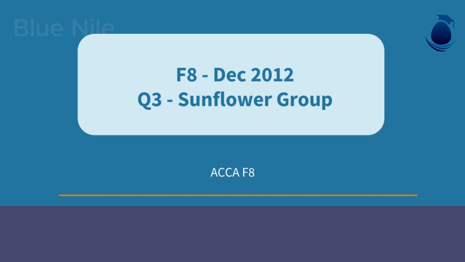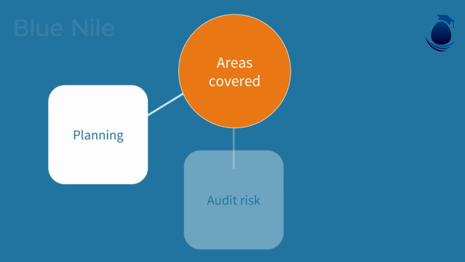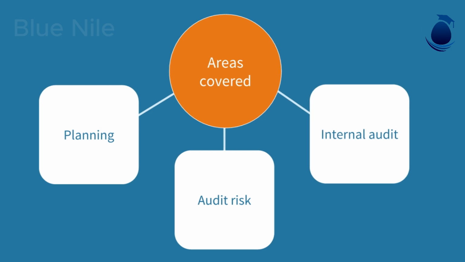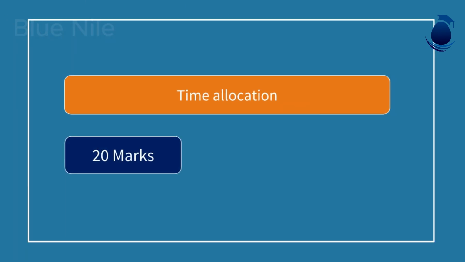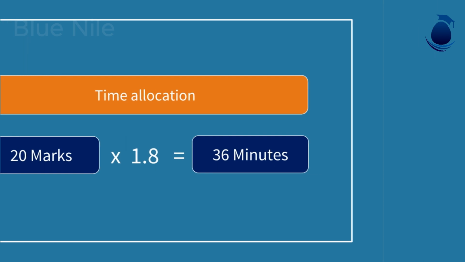We are going to look at a question from the December 2012 exam titled Sunflower Stores. This is question 3 in the exam and covers the syllabus areas of planning, audit risk, and internal audit, and is for 20 marks. There are 1.8 minutes for every mark in this exam, and therefore this question in total should take you no more than 36 minutes to complete.